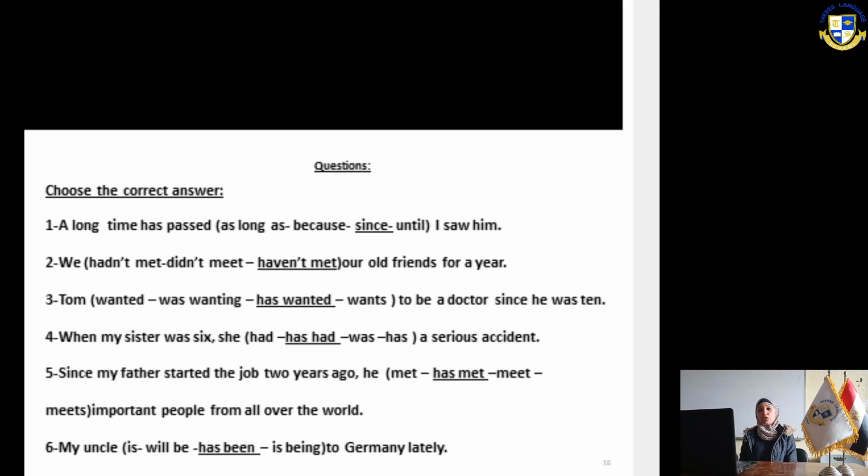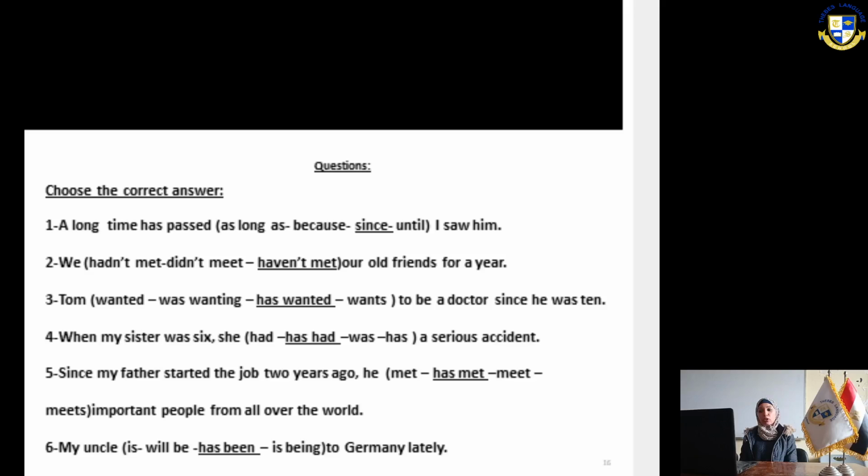Number 2, we our old friends for a year. Yes, because you have for and this is a time expression, so you can use haven't met. Number 3, Tom to be a doctor since he was 10. Yes, it will be has wanted. As you see now, guys, we have since in the middle of the sentence. After since we have past simple was, and before since we have present perfect has wanted.